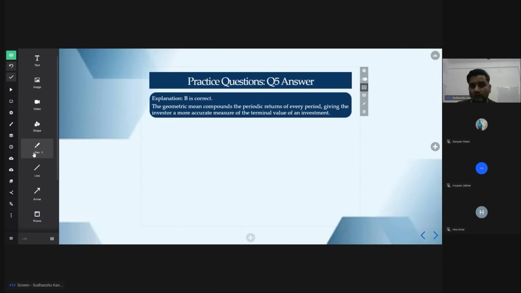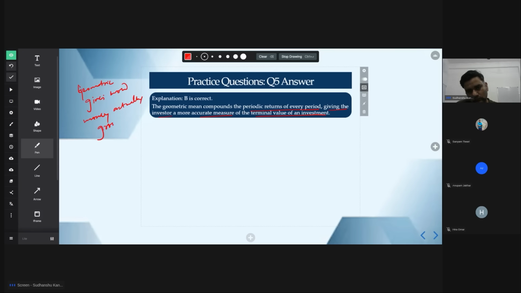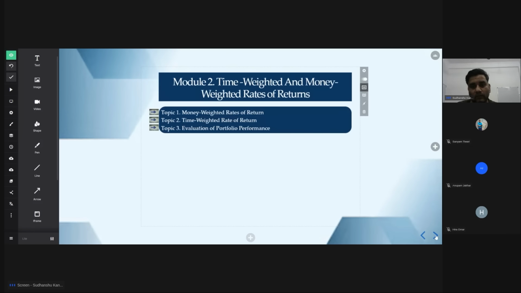Just read the answer. The geometric mean compounds the periodic return of everything, giving the investor a more accurate measure of the terminal value of the investment. So this part we missed out, right? Just understand, geometric gives how money actually grows, right? Arithmetic mean is just about a forecast, the expected 1 year return, right? And geometric mean is your multi-year return, etc. That we keep in mind, right? So that is what we have. So this is done. Okay. All right.